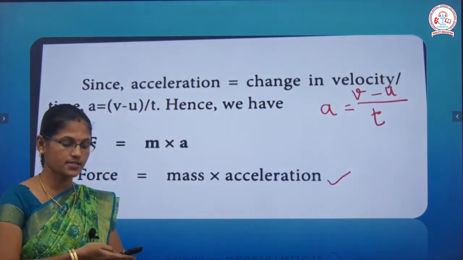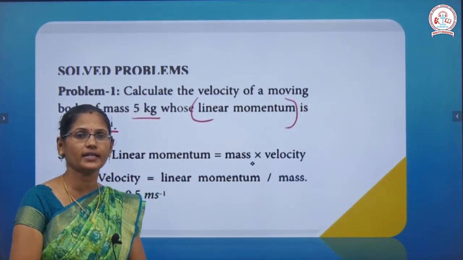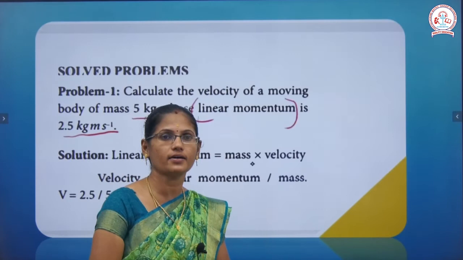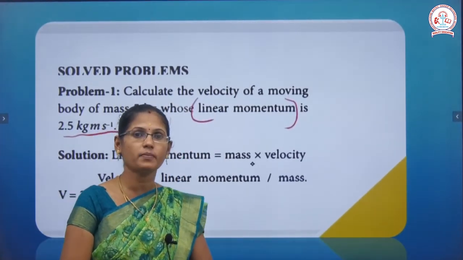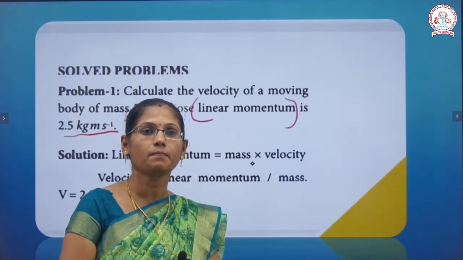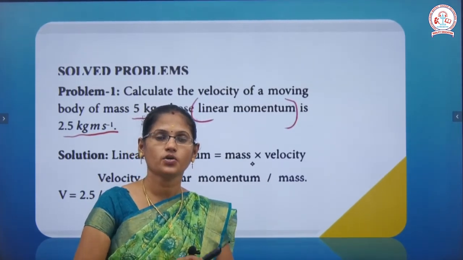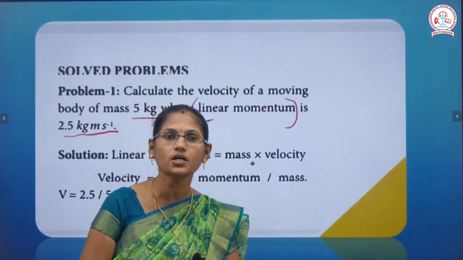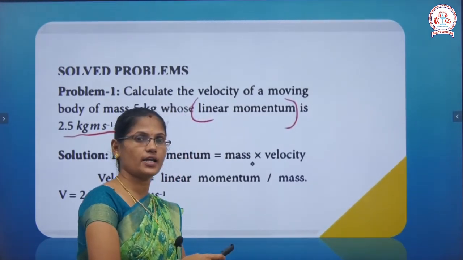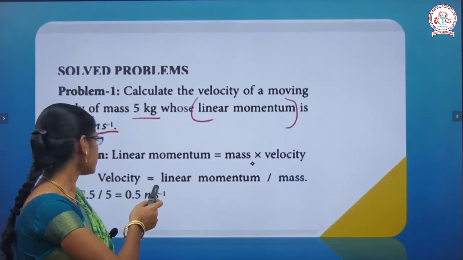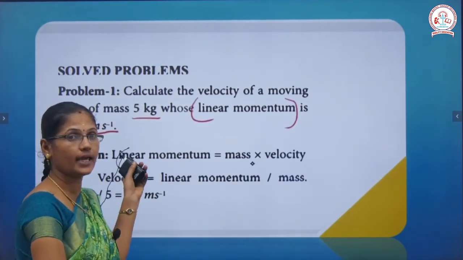And next, we discuss one problem. This is a simple problem. We want to find the linear momentum. Calculate the velocity of a moving body of mass 5 kg whose linear momentum is 2.5 kg m per second, or kg m s power minus 1. So how to find this? You know the formula: linear momentum is mass into velocity. The mass value is given, that is 5 kg, and the linear momentum value is given, that is 2.5 kg m per second.